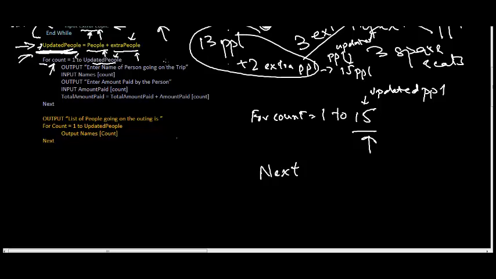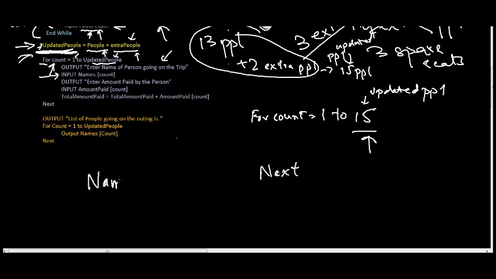Each time the loop runs, we show a prompt: output enter name of people going on the trip. Then once the prompt has been shown, we take input from the user. And this input is critical because we are taking an input into the array. Remember, whenever you take input in the array, you must mention the box number. Remember, names is our array.